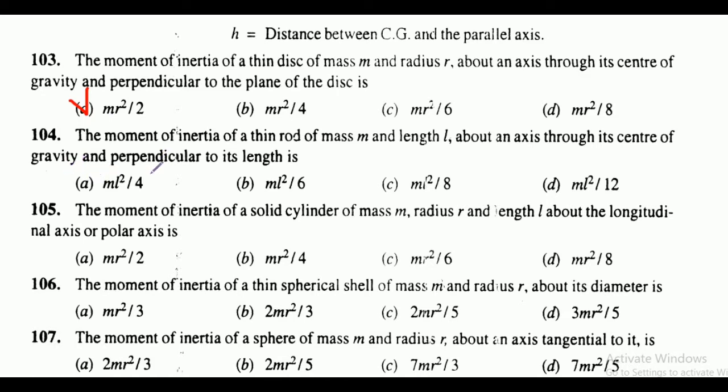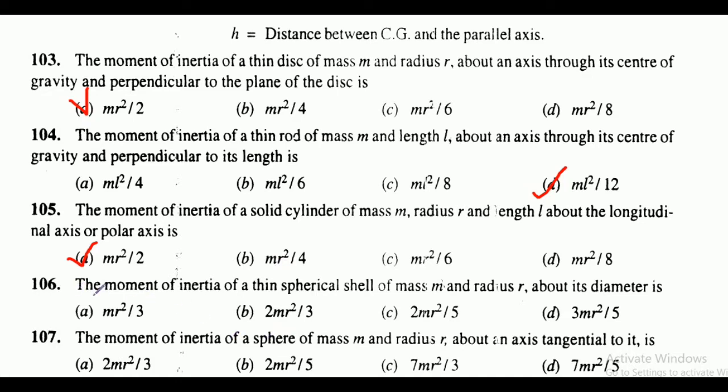Next, the moment of inertia of a thin rod of mass m and length l about an axis passing through its center of gravity and perpendicular to its length is, here friends, these are the options, and here correct answer is option D, that is ml square upon 12. Next is the moment of inertia of a solid cylinder of mass m, radius r, and length l about the longitudinal axis or polar axis is, here friends, these are the options, and here correct answer is option A, that is mr square upon 2.